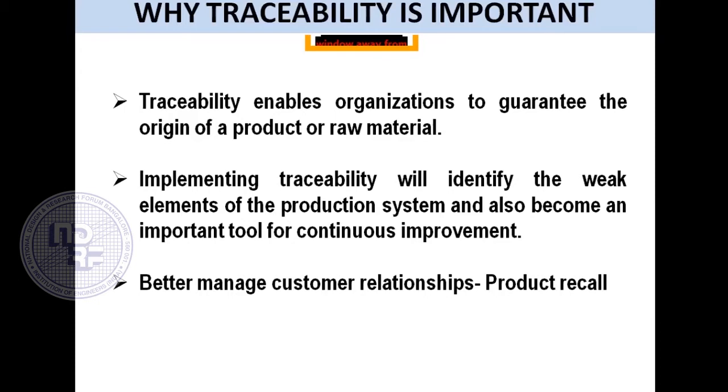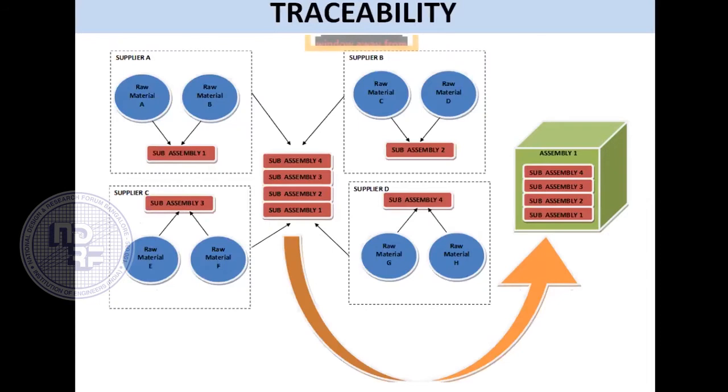So this product recall can happen only when you have very good traceability in place in the system. It will help you identify which products have been affected, which particular batch of items have been affected, and helps you to call back the defective items which have already been delivered. So this is just an illustration of what happens in an industry.